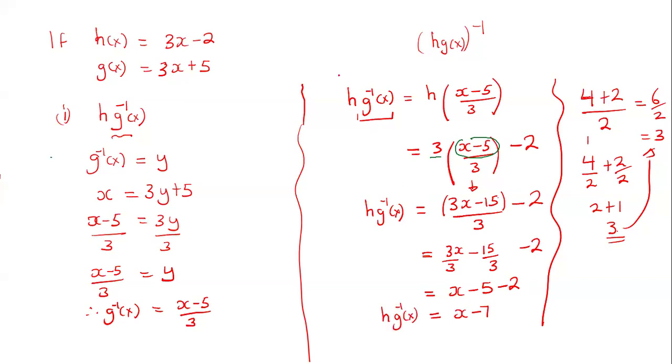Alternatively, at this point where you had 3 into x minus 5 out of 3, you would have cancelled this 3 and this 3 at a go, such that you remain with x minus 5, then minus 2, before you bring it inside. Are we together on that? Yes, ma'am.